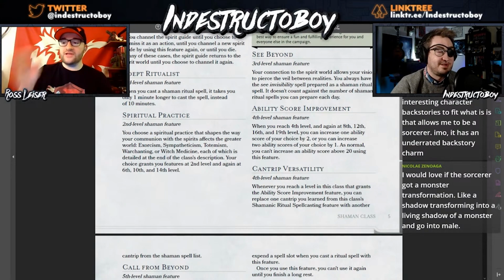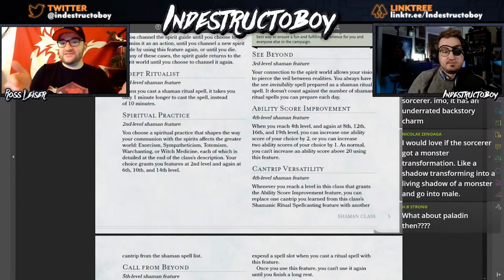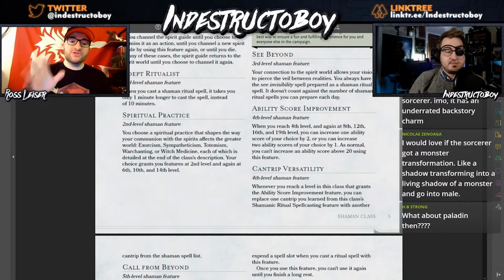Because at third level, you're getting a pretty massive power spike: you're literally doubling your number of available spell slots, and you're getting access to second level spells. That is an enormous power spike, and you really shouldn't put too much there. And HP strong, I am talking about full spellcasters here. Yeah, I think that half-casters and martialists are a different thing entirely.